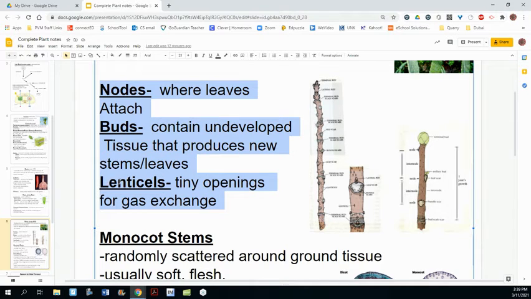Lenticels are a different structure that's easy to overlook. Lenticels are tiny little dots or gas openings to allow for gas exchange in the stem itself. So the lenticels are these tiny little holes that are found around the stem, and then this little chunk that's out of the side would be a node.